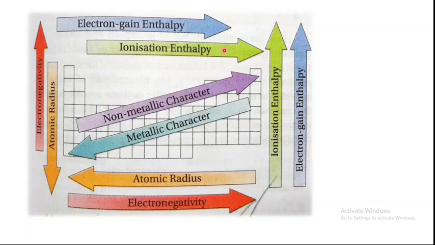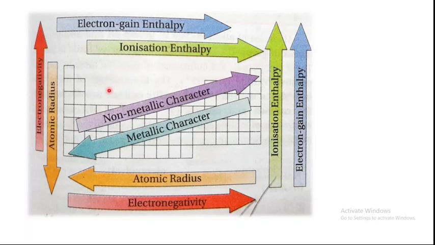Now, if we consider the example of beryllium, which has the electronic configuration 1s2 2s2, it has higher ionization enthalpy than boron 1s2 2s2 2p1, because ionization of beryllium requires removal of one electron from its completely filled 2s orbital in the valence shell. For similar reason, magnesium has greater ionization enthalpy than aluminium.